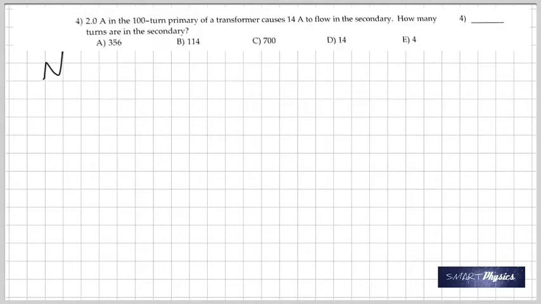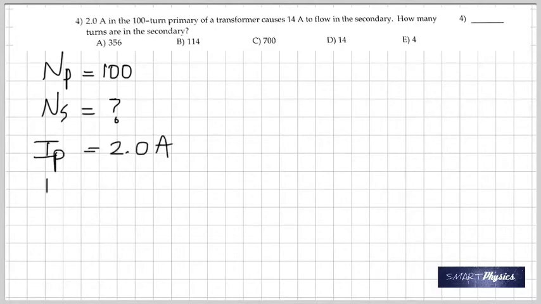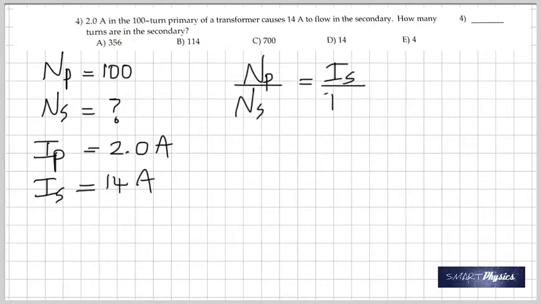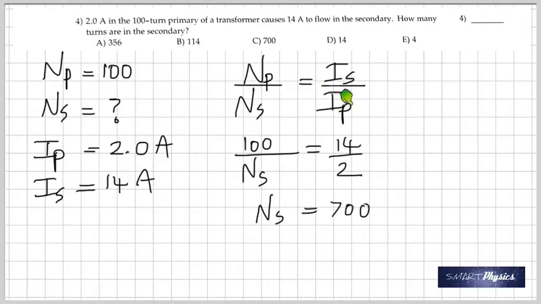In the fourth question, 2 amperes in the 100 turn primary of a transformer causes 14 amperes to flow in the secondary. How many turns are in the secondary? NP is 100, you have to find the secondary number of turns. IP is 2 ampere, IS is 14 ampere, straightforward. Remember that NP by NS is IS by IP. Substitute and calculate, and you get 700 for the turns in the secondary.